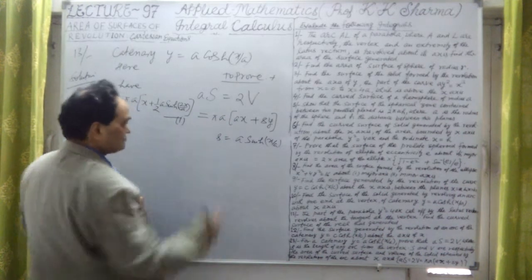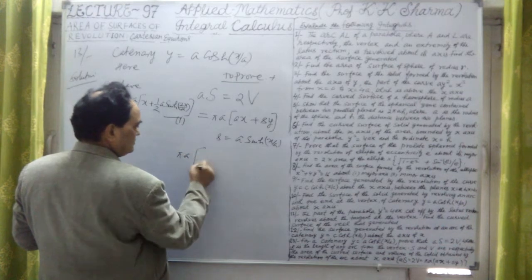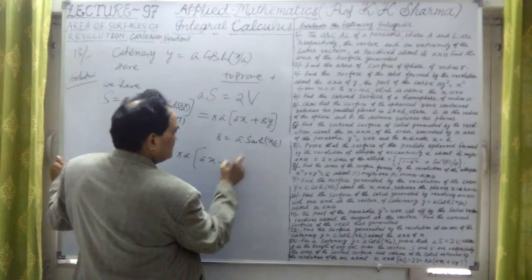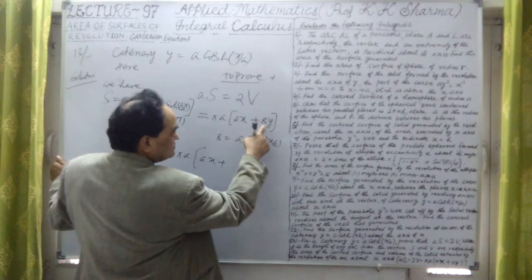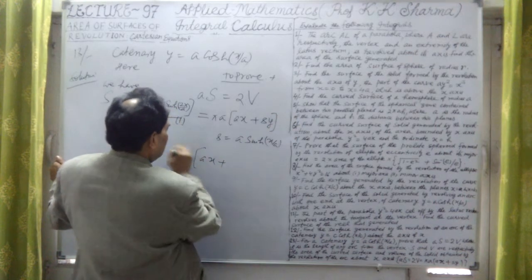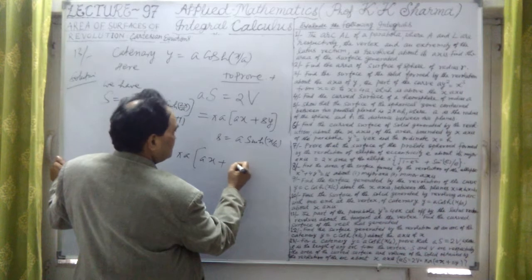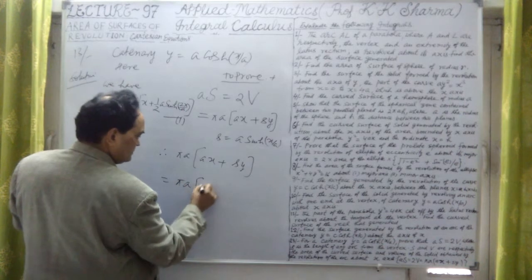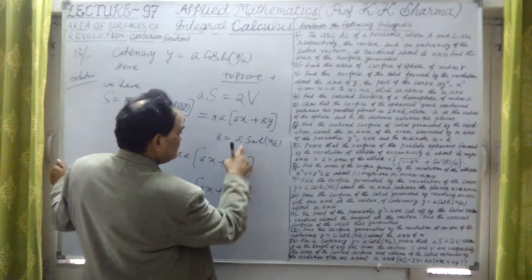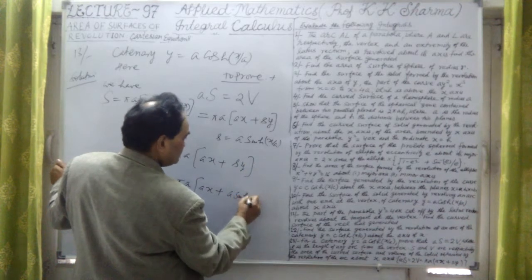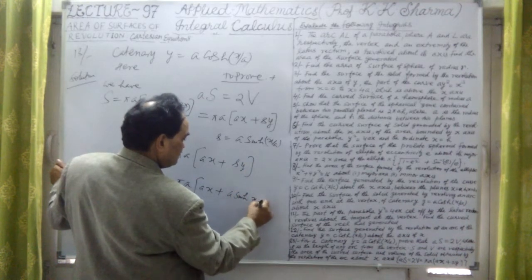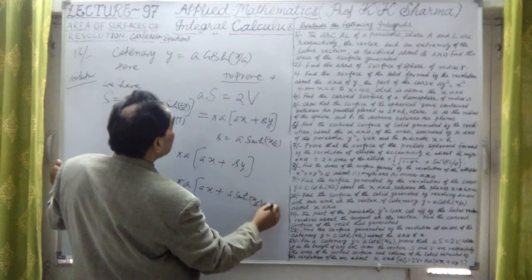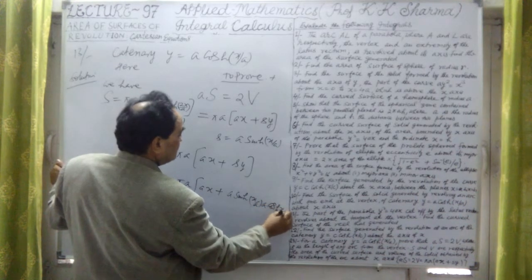Therefore, pi into a into x. If I take this a outside, let me first substitute small s, this value, in this equation. Let me first write the same value. This is small s into y, which will give us pi into a into x plus s is this value, a into sine hyperbolic x upon a, into y, y is this value, which is a into cos hyperbolic x upon a.